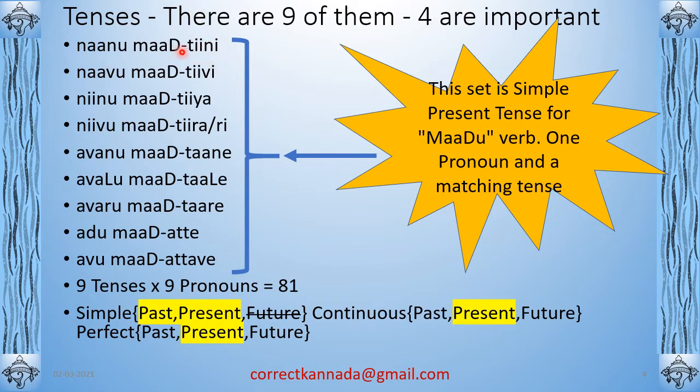So nanu is martini. In the end of this video, I have given tables for these 4: simple past, simple present, continuous present, and present perfect. These are the only ones you need to know. Now I hope you understand what tenses are. Tenses are nothing but the pronoun plus verb with a suffix. Okay, so those are your tenses.